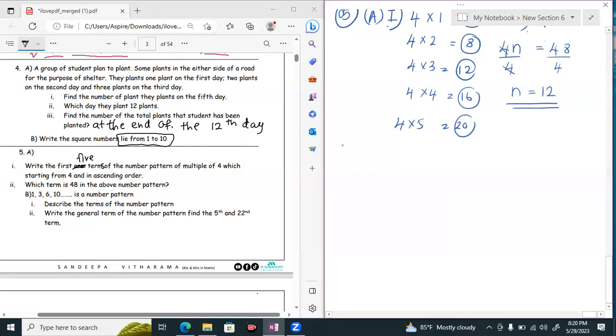Okay, the second one. Which term? Oh, sorry. Part B. Yeah, part B. Do it and send the answers. Only when you send your answers will I discuss them.